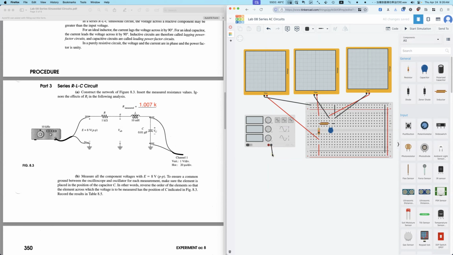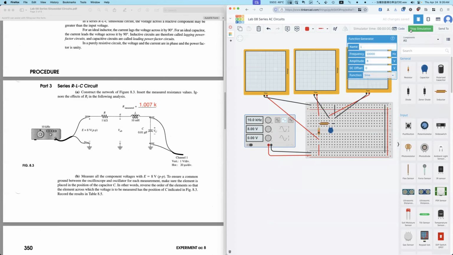So negative, positive. Okay, positive to resistor, inductor, capacitor, then back to the negative. Yeah, everything seems correct. Okay, so it's so weird. So show nothing here.